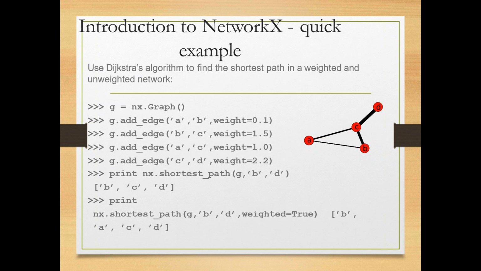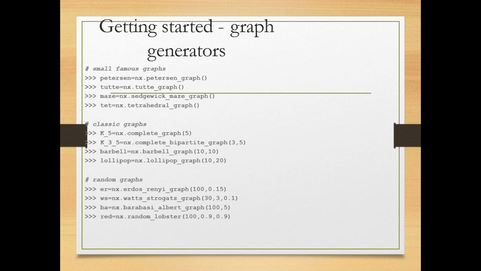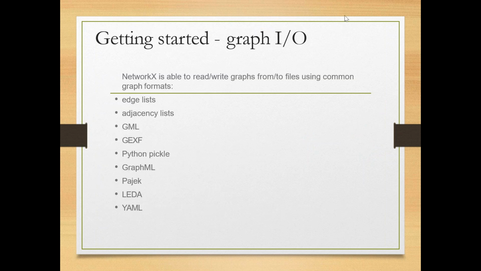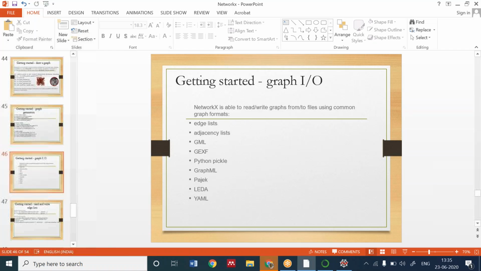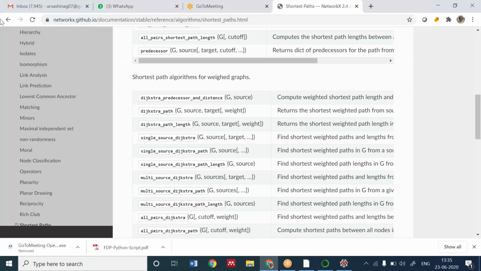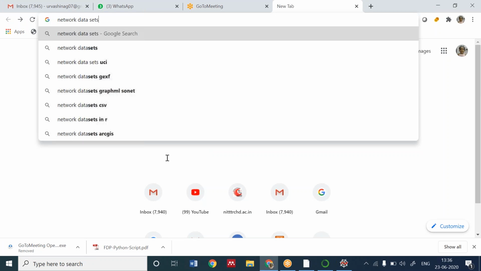Okay. Now, getting started with graphs which are already online, if you want to learn network analysis from them, how can we do it? These are the different formats in which you can get them from the internet. I will be showing where you can get them. You can simply type network data sets, and you can get different types of data sets.